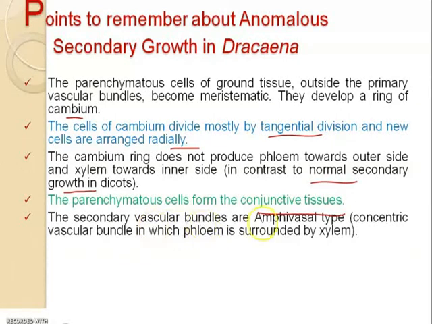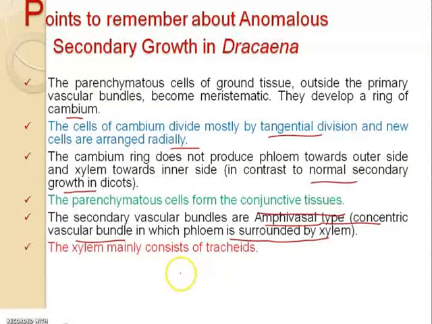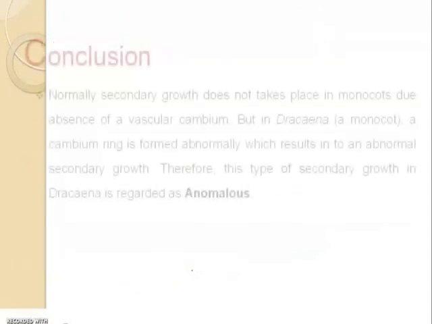The secondary vascular bundles are amphivasal type, which are the concentric vascular bundles in which phloem is surrounded by xylem, and this amphivasal type of vascular bundle is the peculiar feature of Dracaena stem. The xylem mainly consists of tracheids and there is the formation of storied cork. These are the important points.